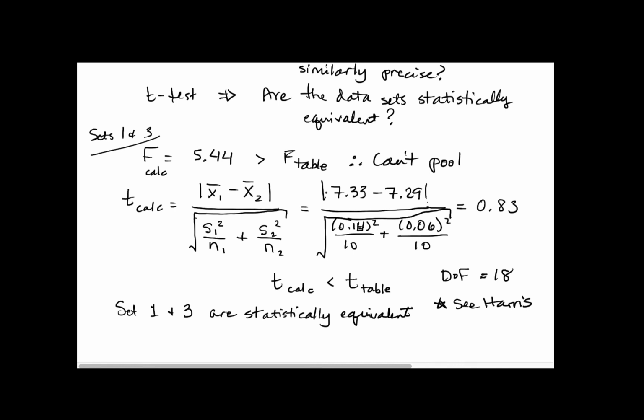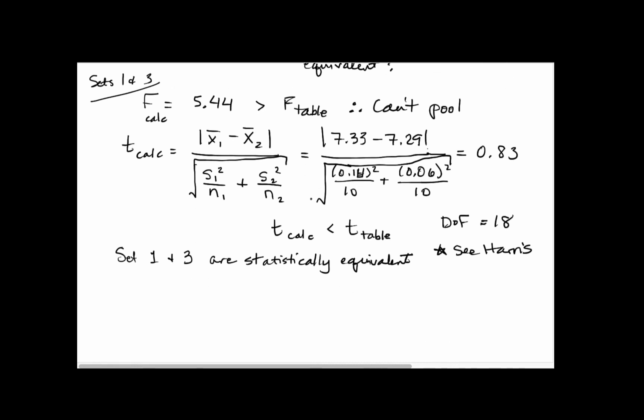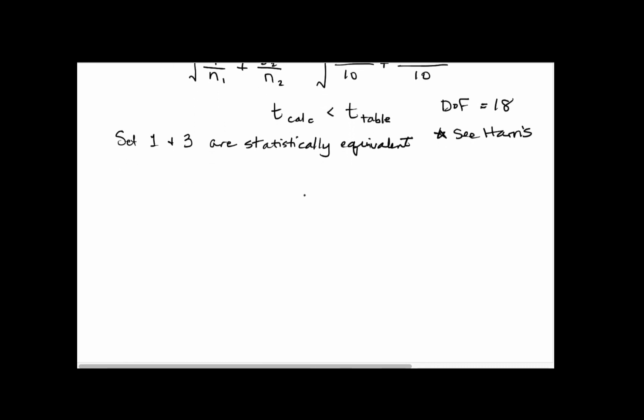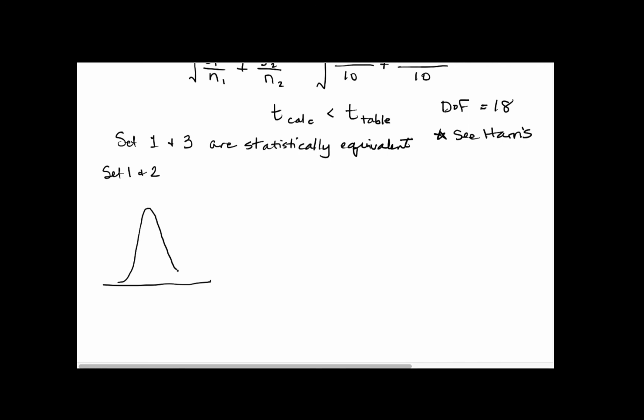So let's take a second to visualize what these different kinds of scenarios look like. In our first sets, 1 and 2, we had 2 samples, and if I drew a Gaussian curve for them, they had slightly different mean values and slightly different standard deviations, but they were pretty similar. So they passed the F-test and they passed the T-test.